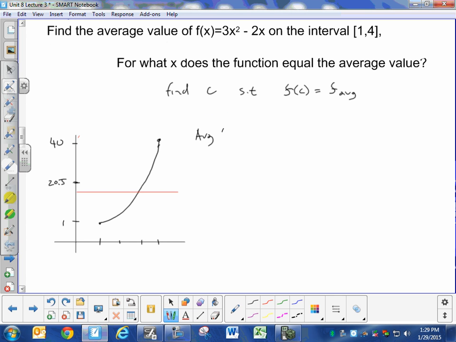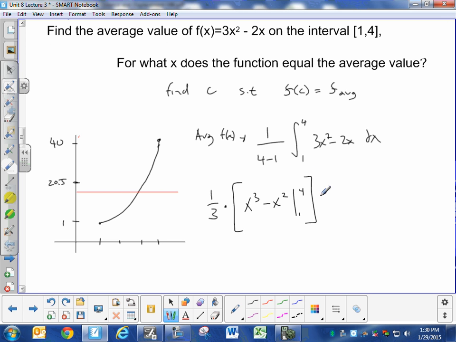The average of f of x is just going to be equal to 1 over b minus a times the area from 1 to 4 under 3x squared minus 2x. Now, of course, if I had my calculator, I could calculate this, but just so you can remember how to calculate this without a calculator, let's find the change in the antiderivative. So I have 1/3 times the change in x cubed minus x squared from 1 to 4, which would be 1/3 times 4 cubed, 16 times 4, 64, minus 4 squared, minus 0, because it'd be 1 cubed minus 1 squared.